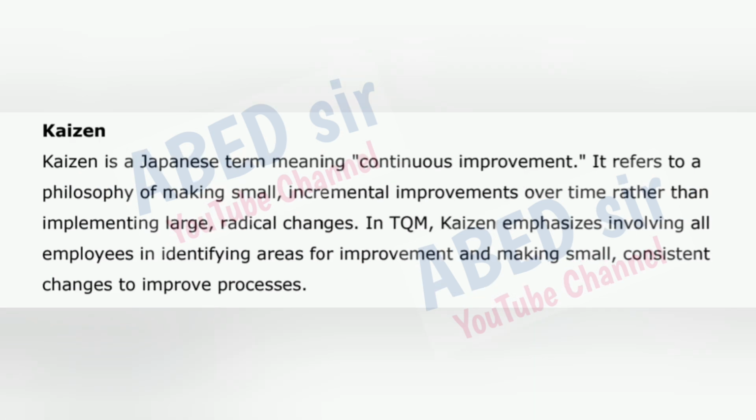Kaizen. Kaizen is a Japanese term meaning continuous improvement. It refers to a philosophy of making small, incremental improvements over time rather than implementing large, radical changes. In TQM, Kaizen emphasizes involving all employees in identifying areas for improvement and making small, consistent changes to improve processes.